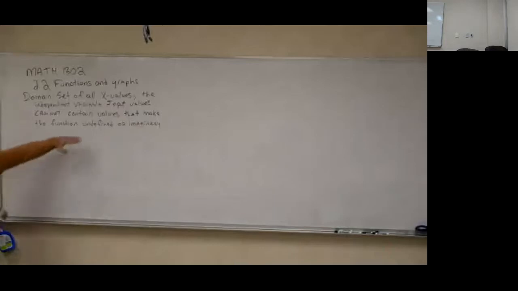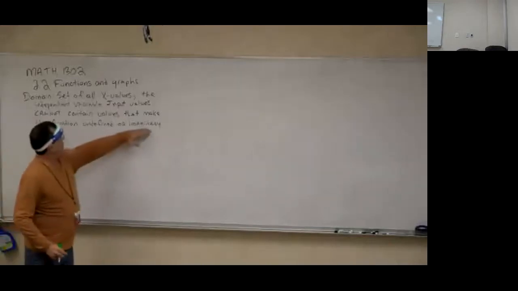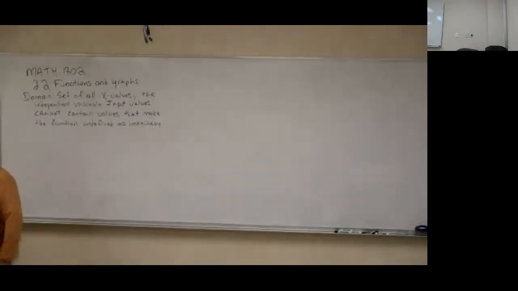And I'll tell you, the way you're going to get things that are undefined is fractions. If you've got a variable on the bottom of a fraction, and you put a 0 in, that's going to make it undefined. And then your imaginary numbers come from radicals, like trying to take square roots of negative numbers.